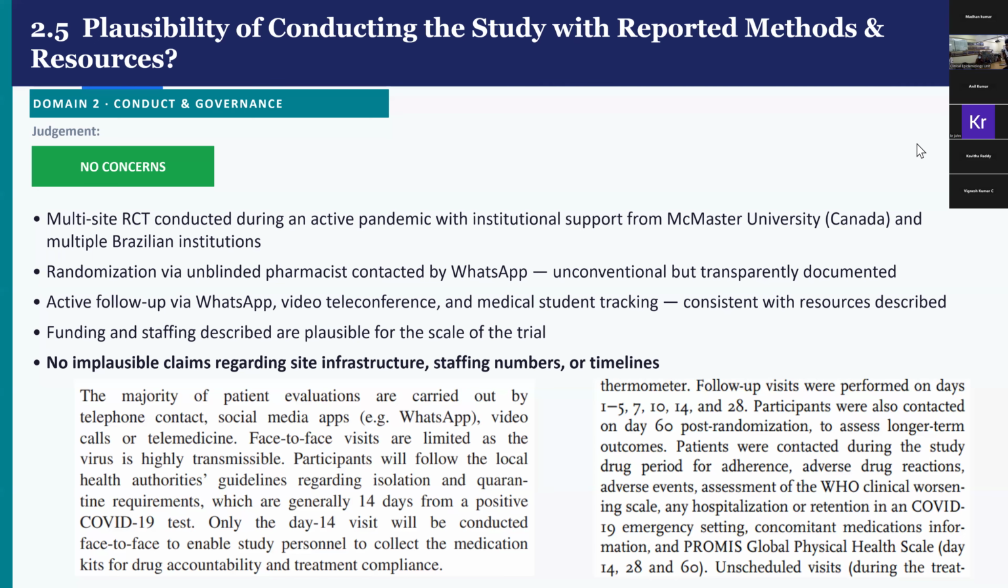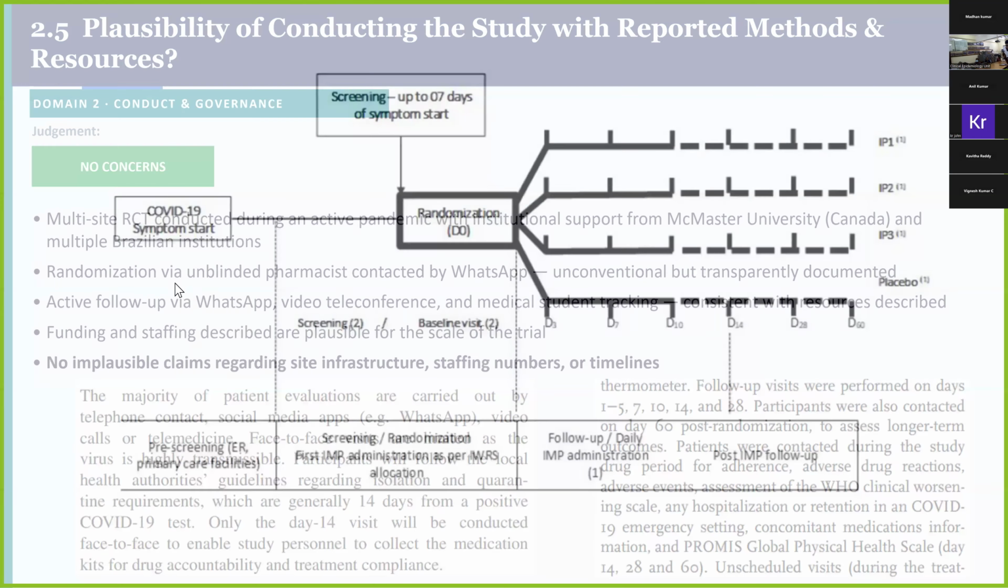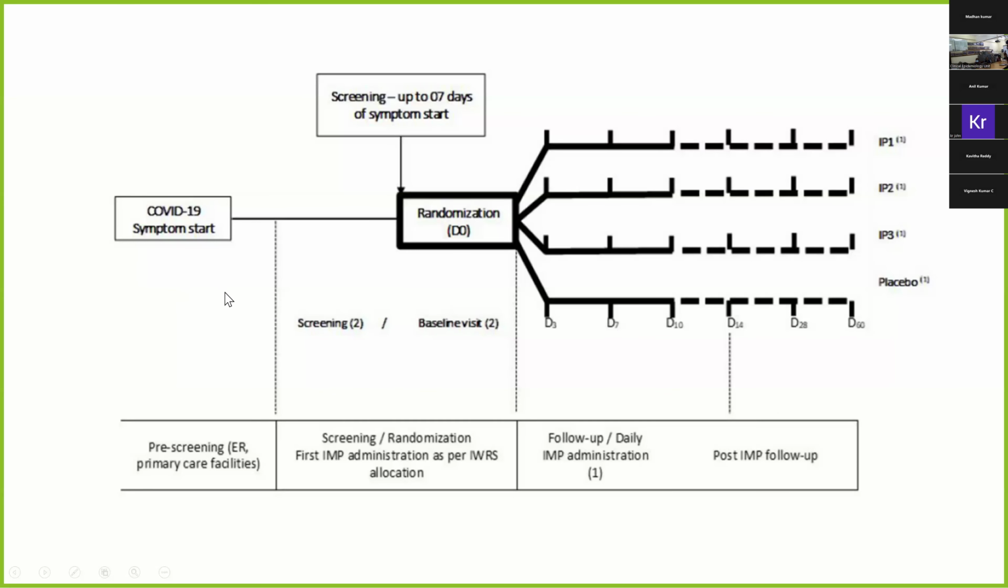And the fifth question involves whether there is a possibility of conducting the study with the reported methods and resources. Here again, we have given no concerns. This is the protocol of the study that they had done.